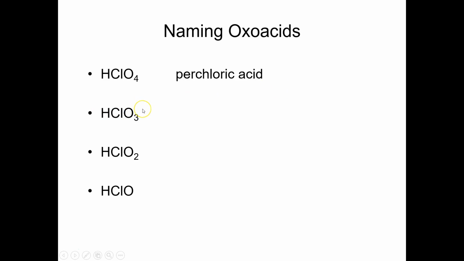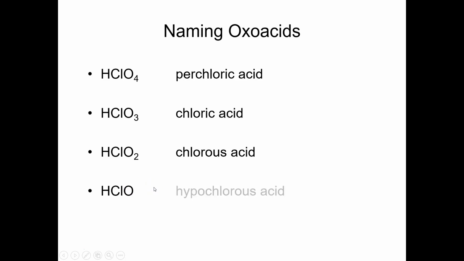HClO3 came from the chlorate anion, therefore it is chloric acid. Ate goes to ic. This is chlorous acid, HClO2. I'm sorry, this is HClO2 from the chlorite anion ClO2 minus, therefore it becomes chlorous acid, ite to us. I ate the ick and I got the itis. And then the hypochlorite anion, its complementary acid is hypochlorous acid.